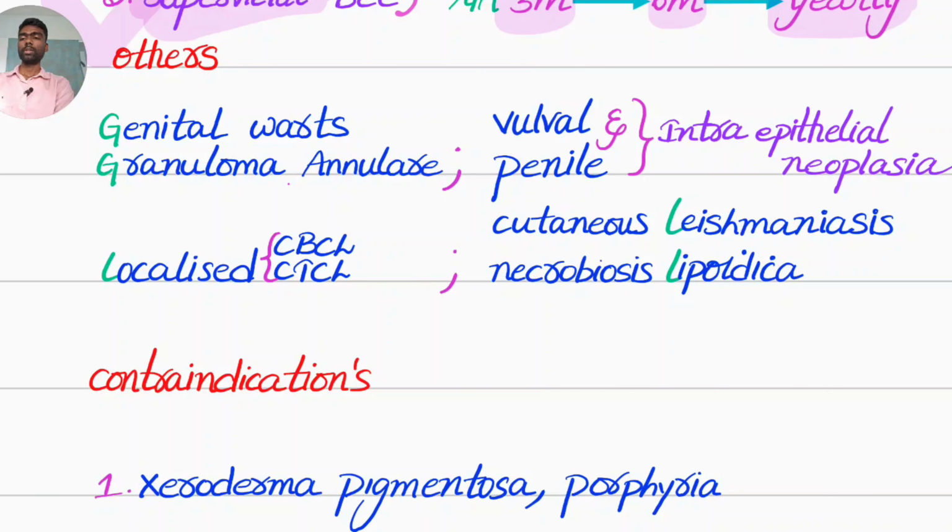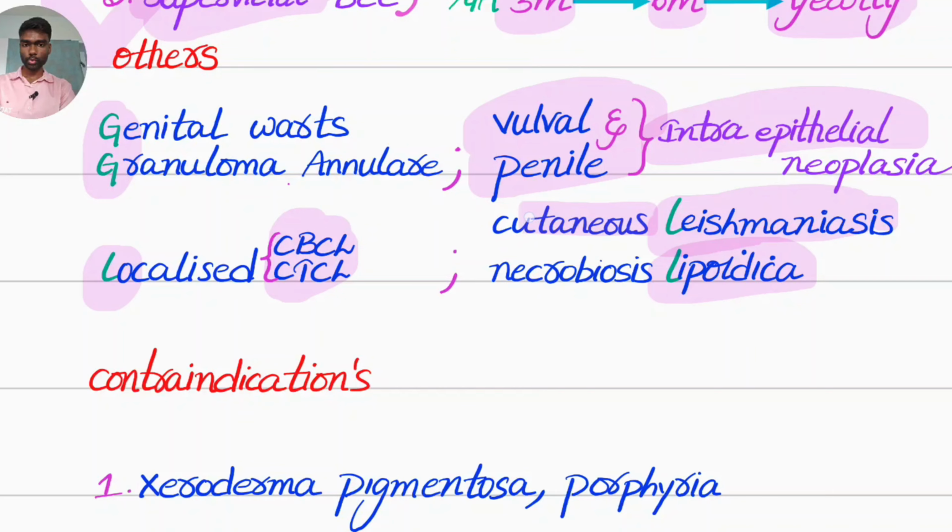Where else can we use it? Genital warts, granuloma annulare, localized cutaneous B cell and T cell lymphomas, vulval and penile intraepithelial neoplasias, cutaneous leishmaniasis, necrobiosis lipoidica. All are superficial lesions only. See here, cutaneous leishmaniasis: only for superficial lesions can we use it.